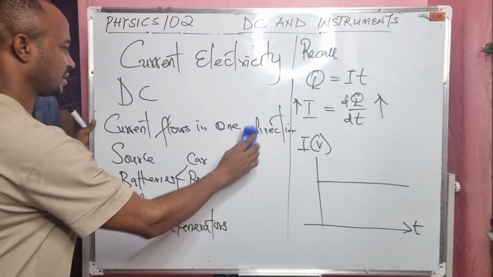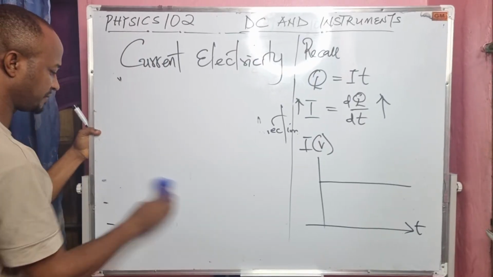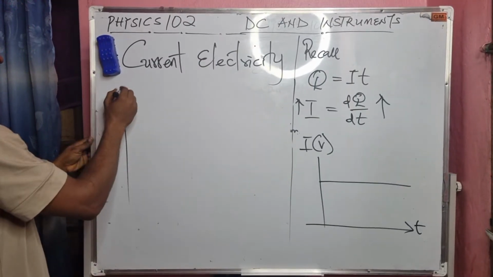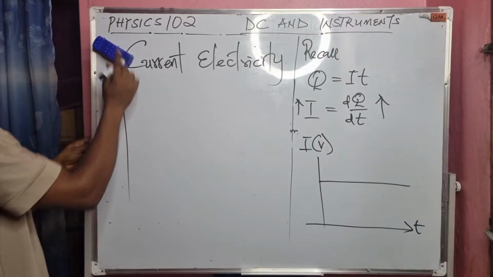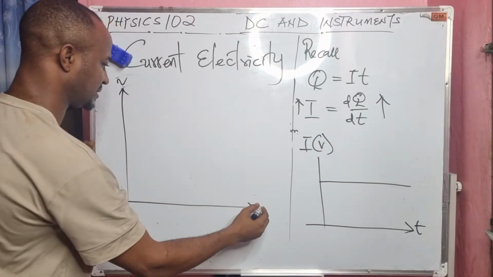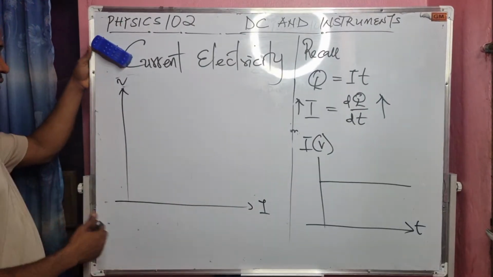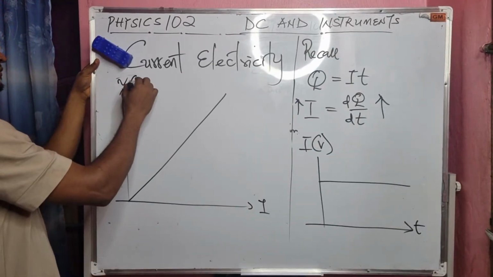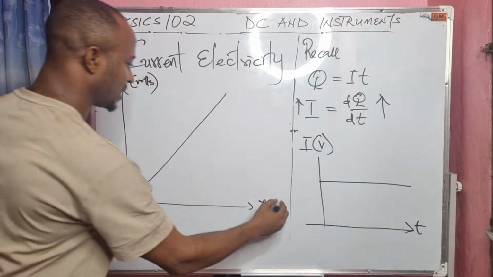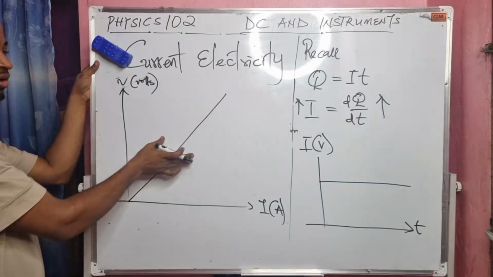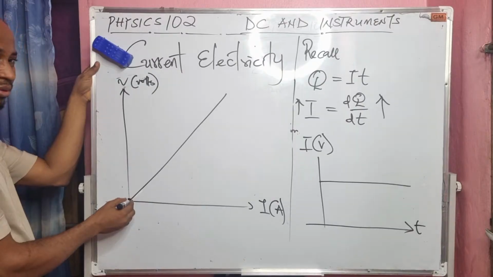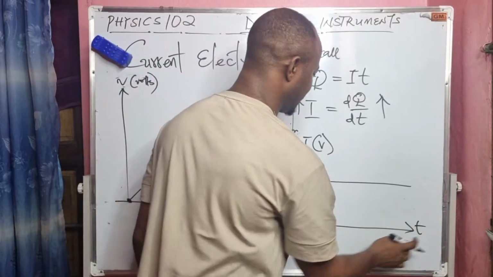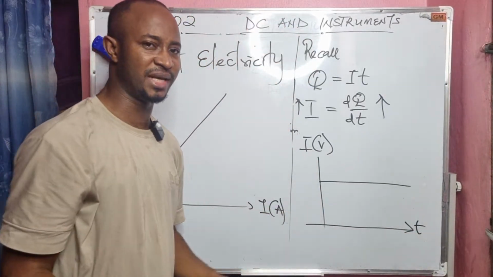Unlike a normal graph, let me use V against I. That is Ohm's law, right? A graph of voltage in volts against current in amps starts from the origin. This kind of graph has its zero points and its maximum points. But when it comes to DC, a graph of current against time, there is no maximum point, there's no minimum point, there's no zero point.